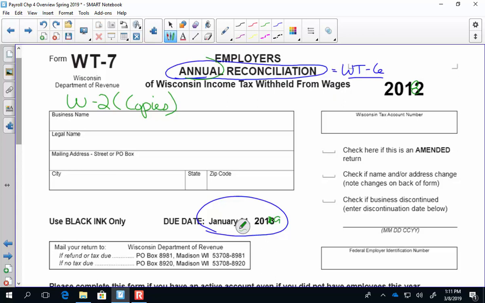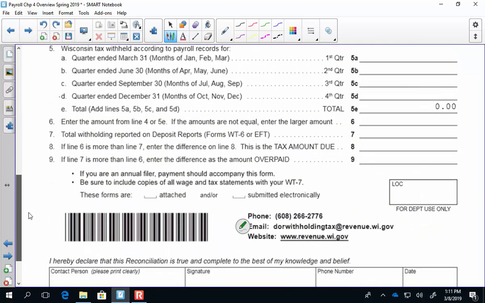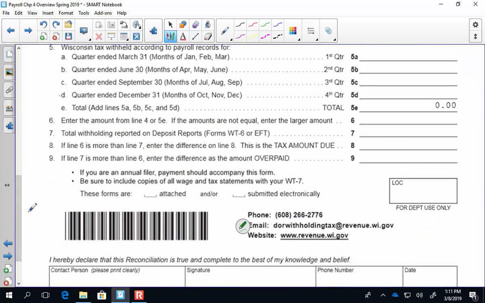Again, it's the one time every year that I have to submit this form. It goes with the W-2s, actually, that go along with this. And you'll notice that the reporting requirement for the WT7, the summary, is that I have to get a total of the WT6 deposits by quarter. So that's how that works.